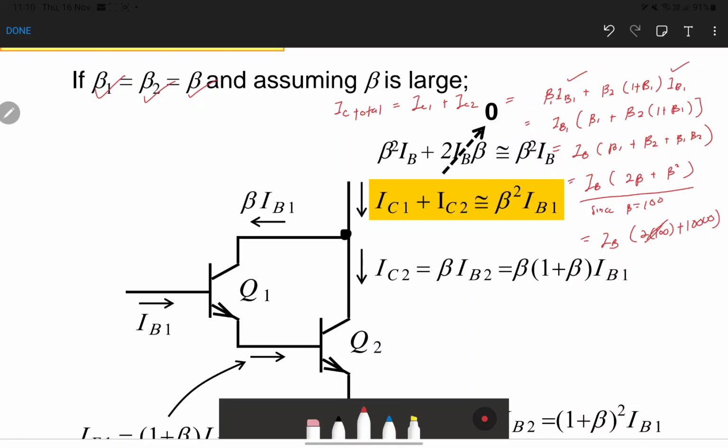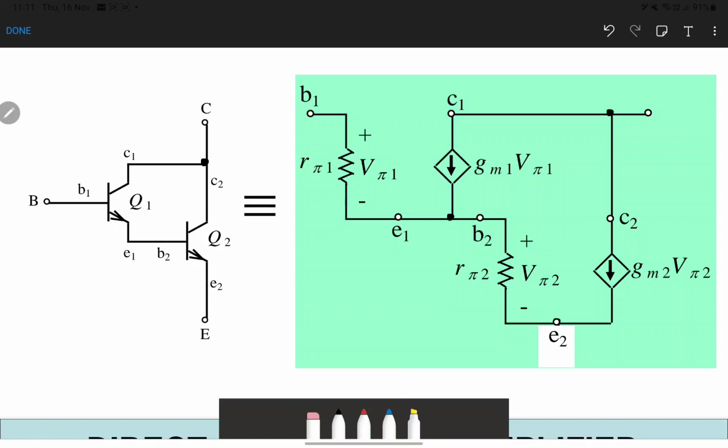That's why we assume that our IC is equal to IB times beta squared. We ignore the 2 beta IB here because its value is too small compared to beta squared IB. Alright, we have settled the current distribution for the Darlington configuration.